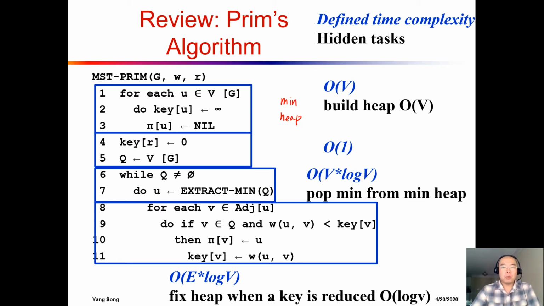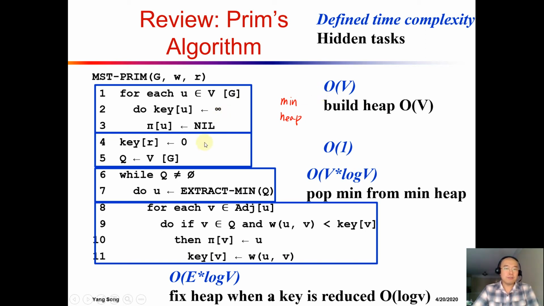If you want to review the lecture on heap sort, you will see that to build a heap of V nodes, the time complexity is O(V). So anyhow, the time complexity is O(V), and the hidden task, to build a min heap, is another O(V). So for the first box, the time complexity is O(V).